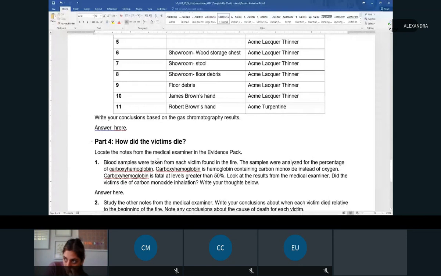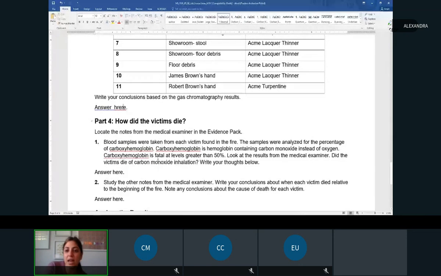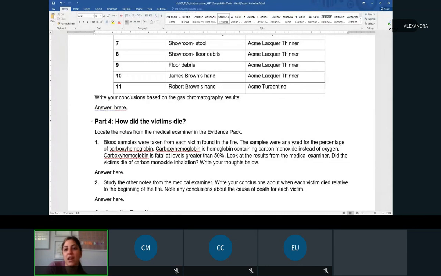Right? Go ahead. Alina shared her thoughts. What are your conclusions, Courtney and Caroline? Do you want to hear what I think for the whole crime? Let's specify it on the gas chromatography, and then we can add to it.